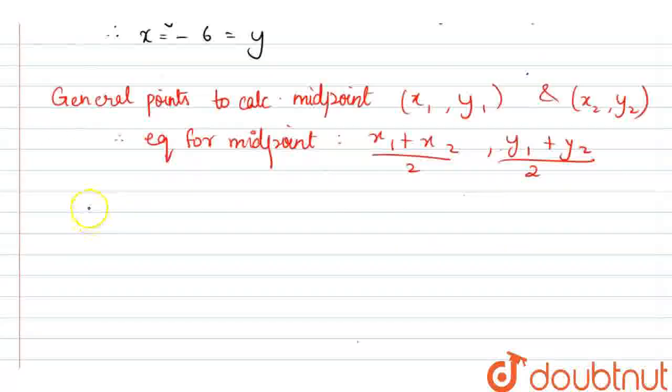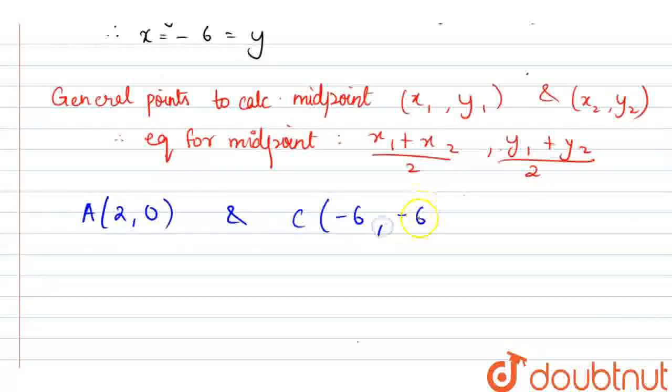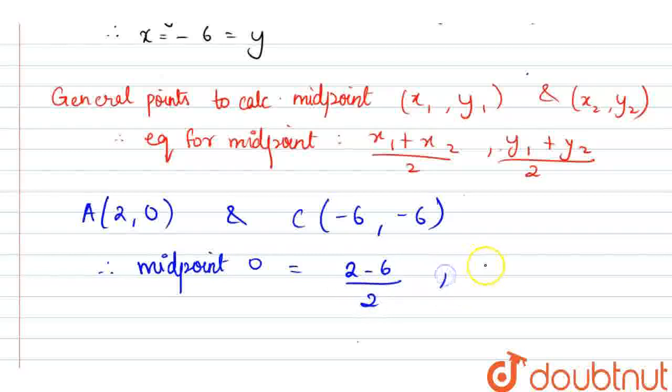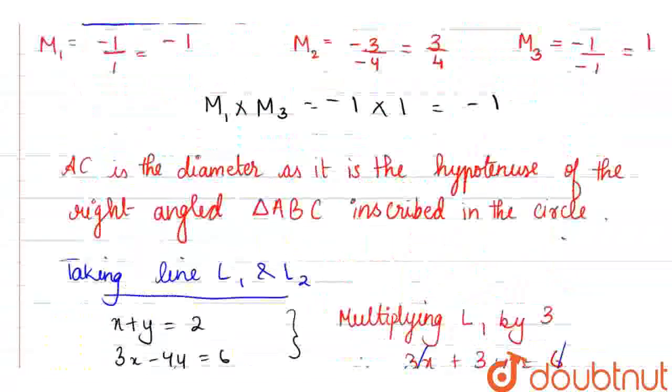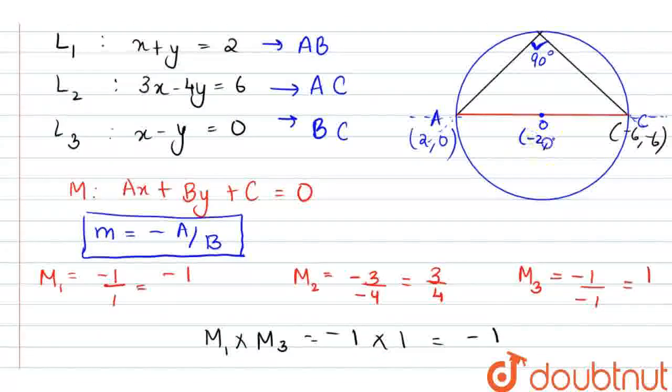So now A point is 2, 0 and C point is minus 6, minus 6. So therefore midpoint O will come out to be 2 minus 6 by 2, 0 minus 6 by 2. So this will be equal to minus 4 by 2, minus 6 by 2. So this will be equal to minus 2, minus 3. So we got the midpoint coordinates as -2, -3. We can write that here, -2, -3.